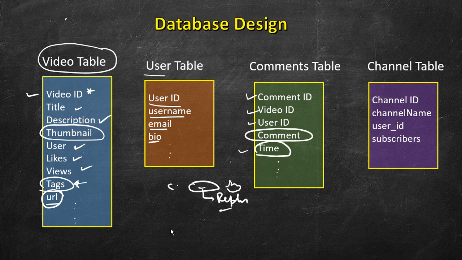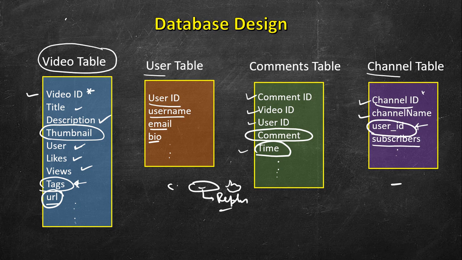Then you can also have a channel table with a channel ID. Every channel has a unique ID. Even the same user can have multiple channels, but each channel should have a different ID. Channel name, user ID, the user who created the channel, the account to which the channel belongs, the number of subscribers, and there can be many more things like description of the channel, which category the channel belongs to, region, and the date of creation. So you got the idea. So this is roughly the database design.